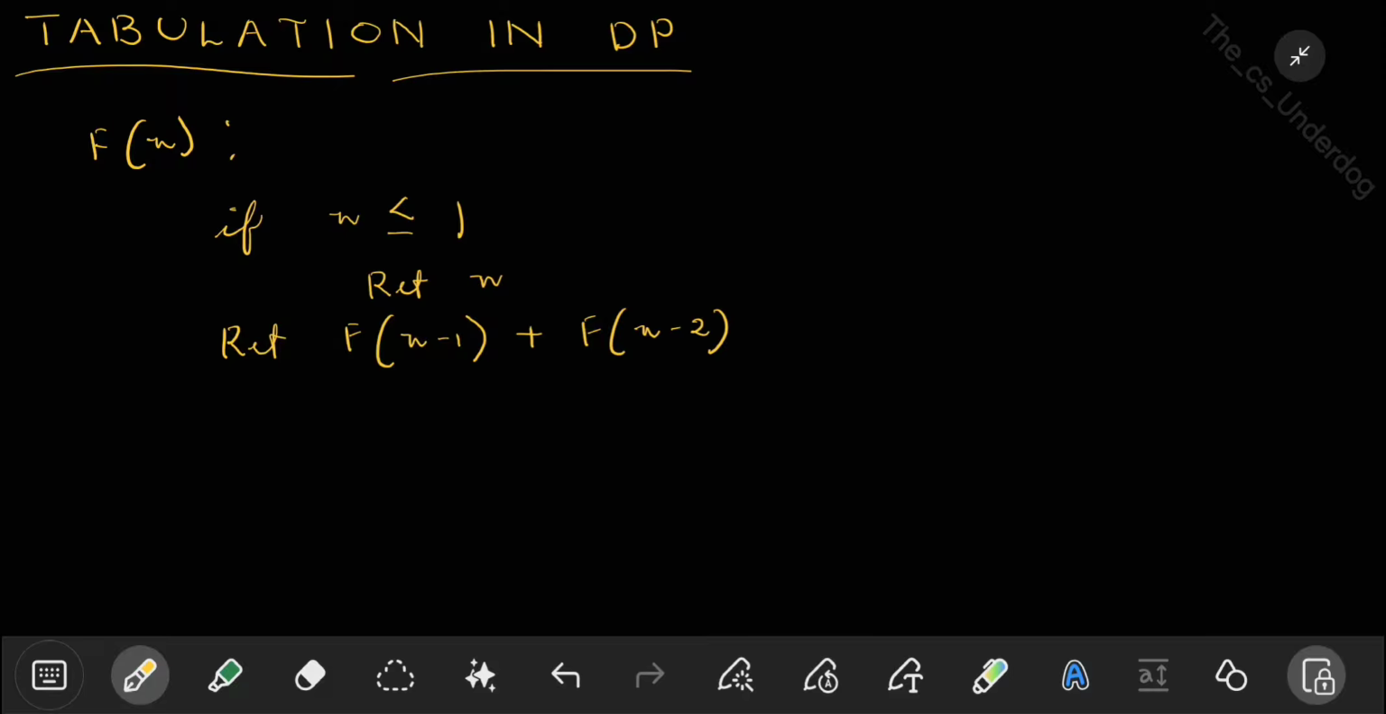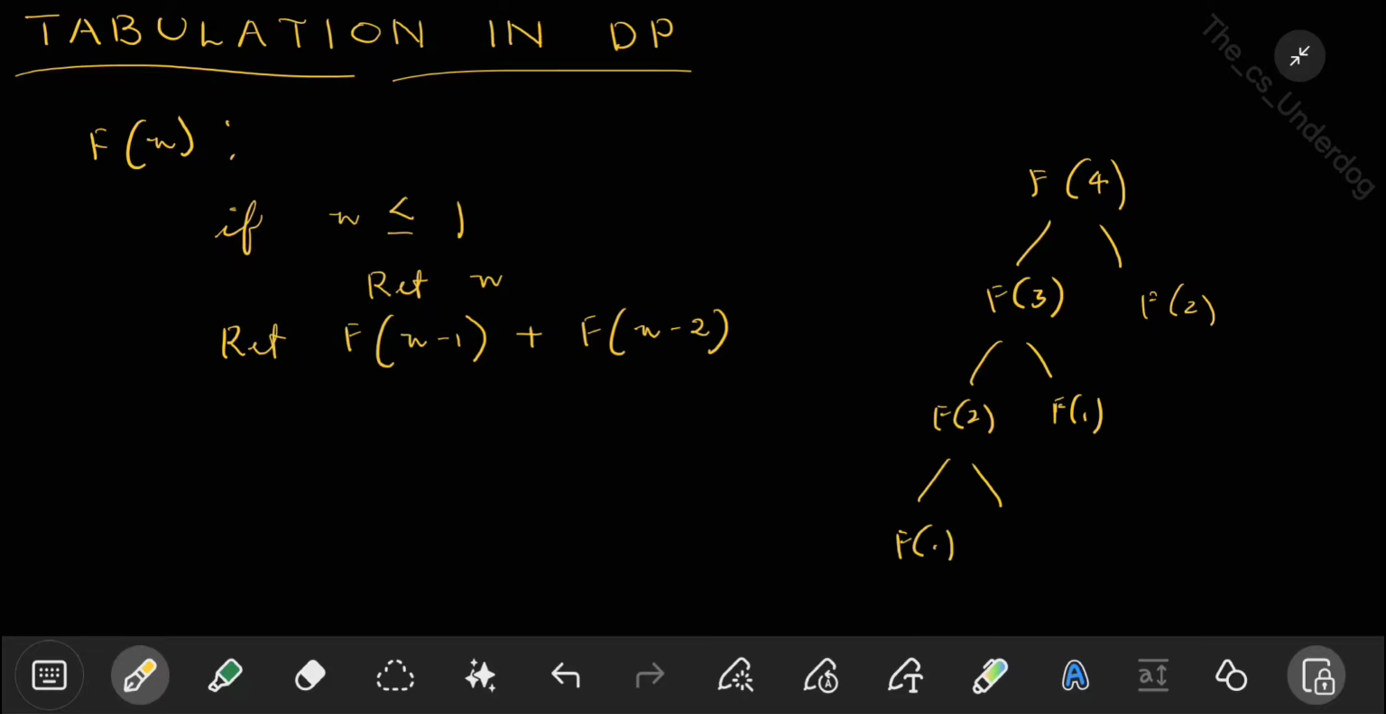And what did we discuss? What is the problem with the solution? The problem is that it will make a lot of repetitive calls. That is, if you have f of 4, you will call f of 3 and f of 2. Again, this f of 3 will call f of 2 and f of 1. This f of 2 will again call f of 1 and f of 0. If you see, there will be a lot of repetitive calls. For example, this f of 2 will again call f of 1 and f of 0.